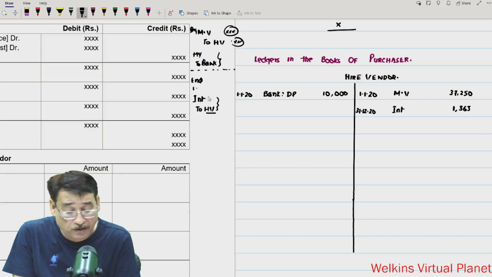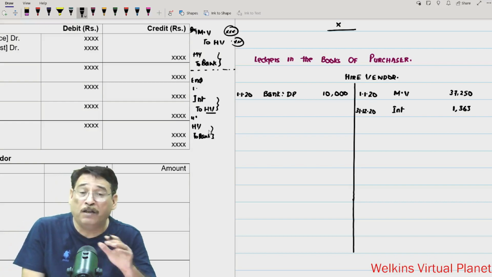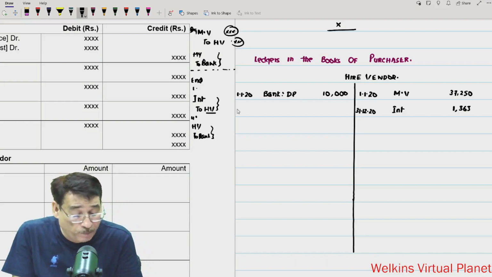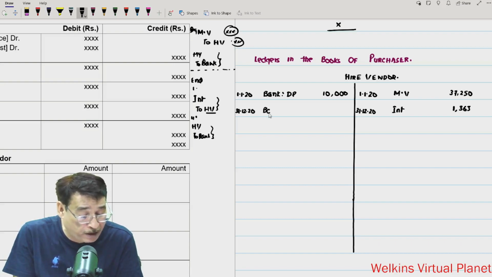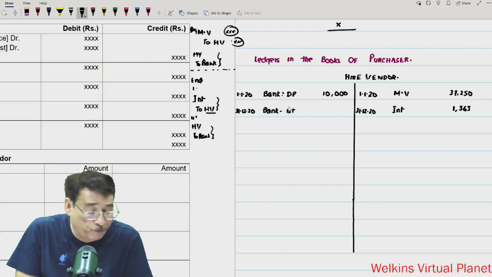Now, again, you are going to make the payment at the end of the first year. At the end of the first year, your first entry is interest account debit to hire vendor. Then your second entry will be hire vendor account debit to bank account. That means at the end of the first year, you are going to make the first installment. Again, I am going to write hire vendor account debit to bank account. And this is my first installment. Correct?